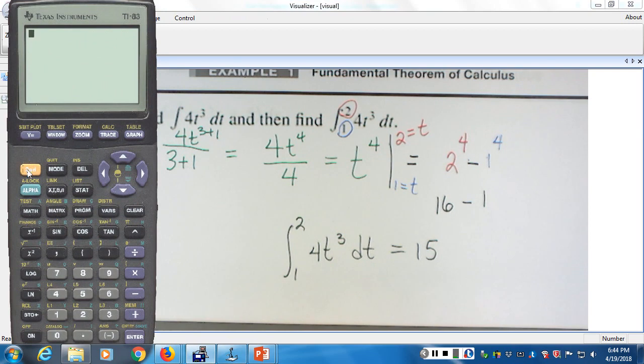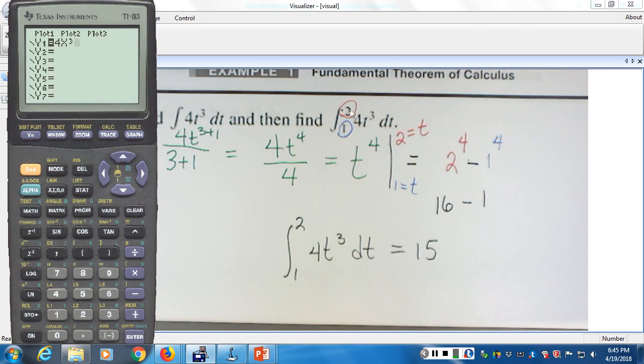Okay? So what I'm going to do is we're going to go to the y equals menu, and I'm going to clear everything off. I'm going to go up here and put the original integral in, which is 4t to the third dt. Only I have to use x. So it's going to be 4x to the third. Okay, you put the function in that you're integrating.